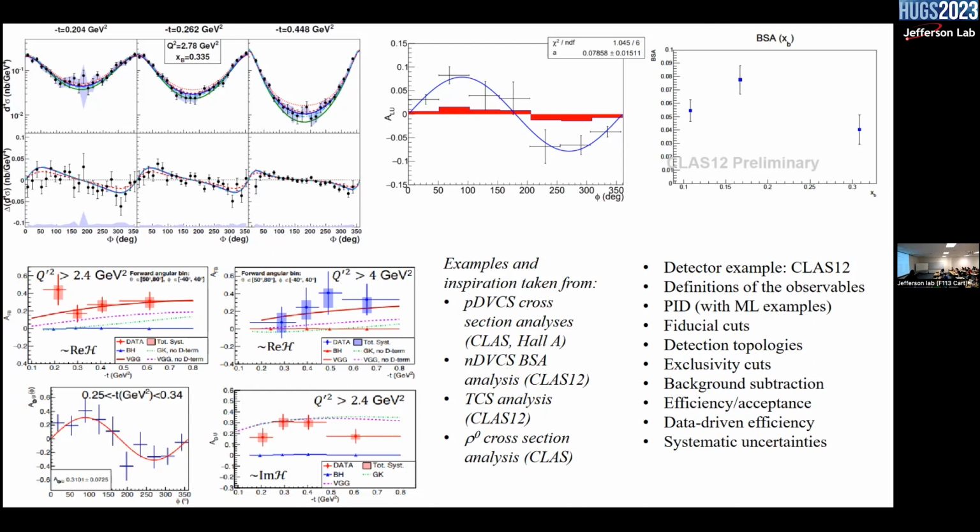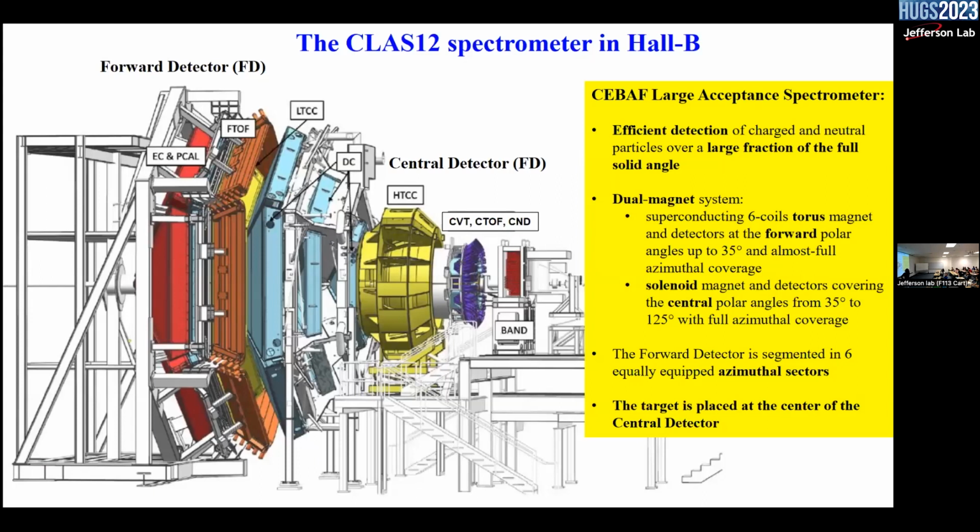Then I'll talk about specific kinds of selection cuts and topologies of detection. There was a question yesterday about how we decide how many particles to detect, so I thought it would be interesting to give some examples on that, as well as subtraction of backgrounds, extraction of efficiencies and acceptances, different ways to do that, and how we get the systematic uncertainties of our measurement. So this is what you missed today.